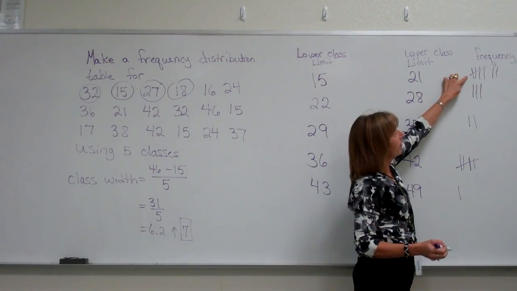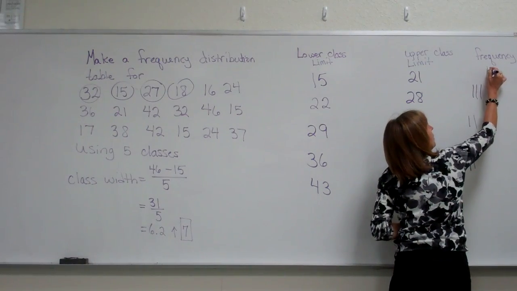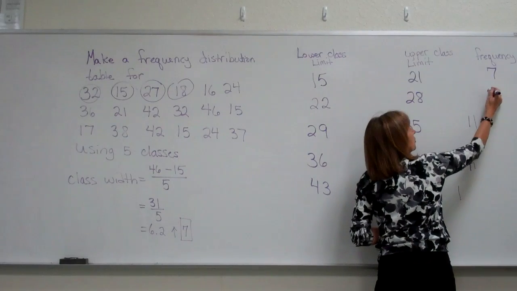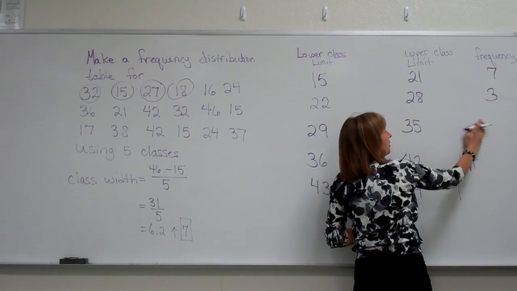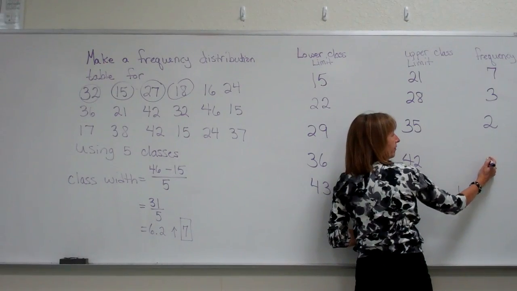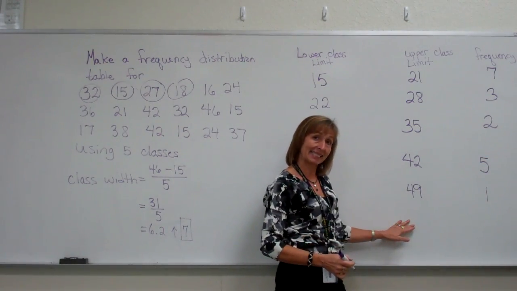My first class I have 5, 6, 7, so I'll just go ahead and replace that with 7. The second class I have 3 tally marks, so I'll write 3. In the third class I have 2. In the fourth class there are 5. And then I had 1 data value that fell in that last class.